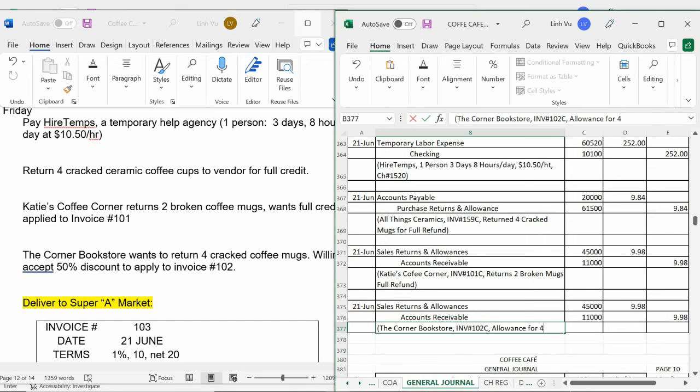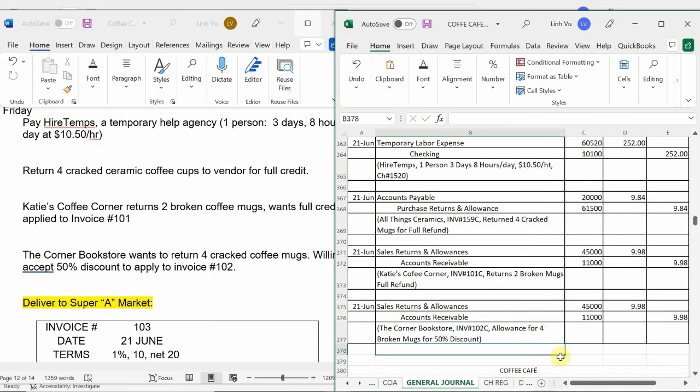And then your note here is allowance for broken mugs for 50% discount.